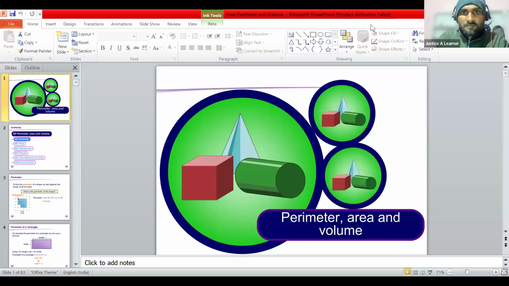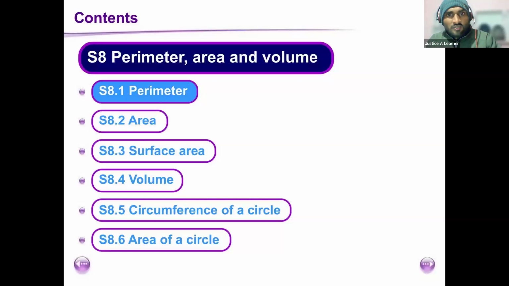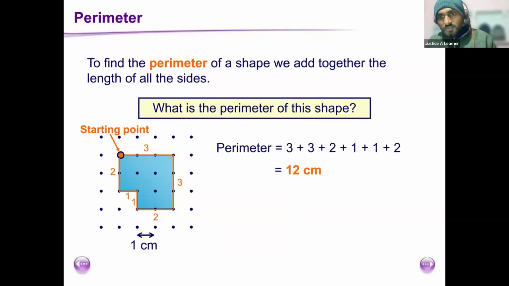Okay, so we are now here with something in a more specific way, since we have understood the basics. So perimeter, area, and volume. Perimeter you've already understood, but now something more specific. To find the perimeter of a shape, we add together the length of all sides. That's what we have understood. What is the perimeter of this shape? This is not a rectangle, this is not a square, but something else.